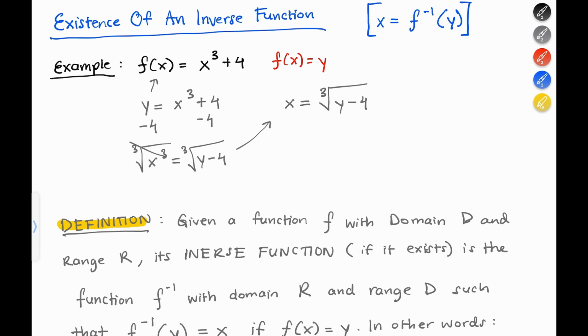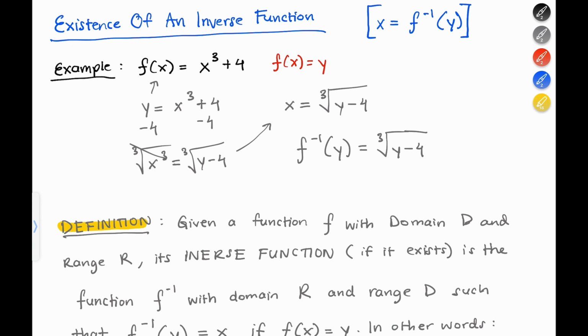As you can see over here, x is equal to the inverse function of y. So we can replace this x with f inverse of y is equal to cube root of y minus 4. What this function is doing is basically undoing the original function that we had at the beginning. This function, which has the property of undoing the original function, is called an inverse function.